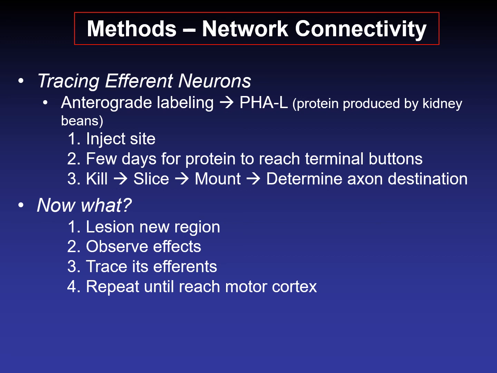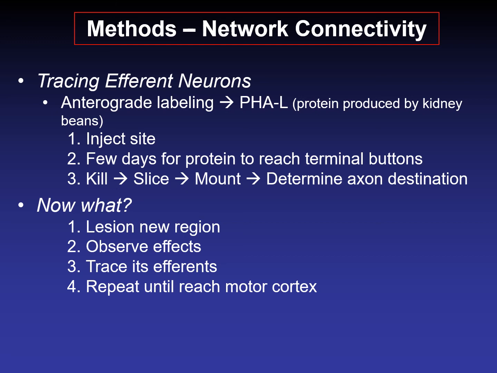So that's tracing efferent neurons using anterograde labeling, but we would also like to know, well, what brain regions are sending connections to the hippocampus? What are the afferent connections to the hippocampus? In which case, instead of using anterograde labeling, we're going to use retrograde labeling. In that case, a virus is typically used because viruses, instead of being absorbed by the cell bodies in the hippocampus, they'll be absorbed by the axon terminals.